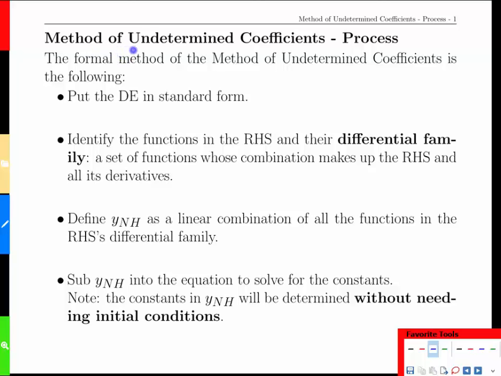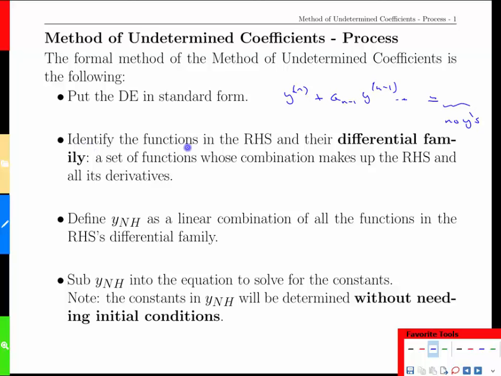Having seen some examples now of the method of undetermined coefficients, it makes sense to regroup and ask, well, okay, can we formalize the process a little bit? And we absolutely can. The first step is to put the differential equation in standard form. So we have our nth derivative, some coefficient, the n-1th derivative, and so on. And whatever is on the right-hand side has no y's in it. So that right-hand side is the part that has no y's and is only a function of t or x.